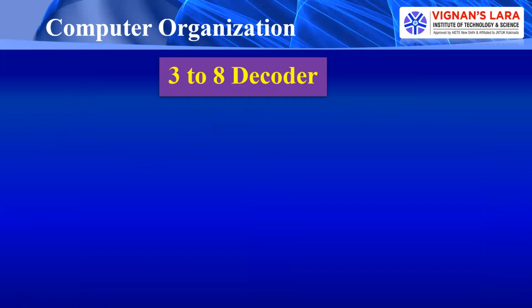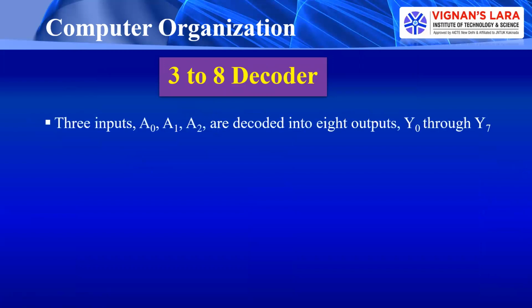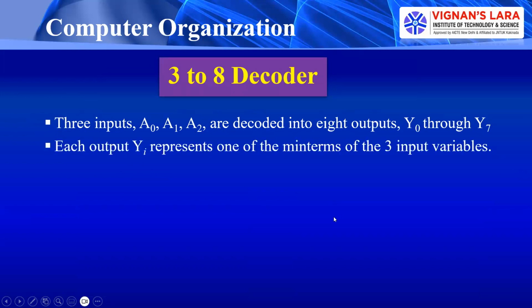Next, we go to the higher order decoder, that is the 3 to 8 decoder. That means it has 3 inputs, let them be A0, A1, A2, which are decoded into 8 outputs, that is Y0 through Y7. Each output Yi represents one of the min terms of the 3 input variables, because the decoder internally contains AND gates. AND gate output is nothing but a product term. Basically, a product term, in most cases we consider as a min term.